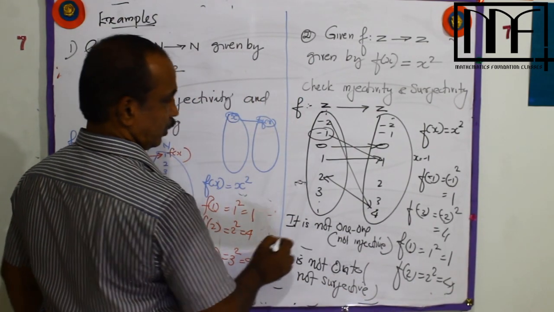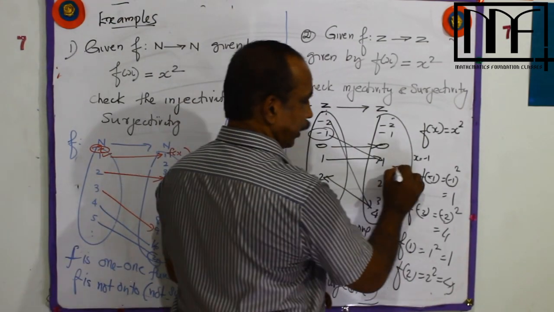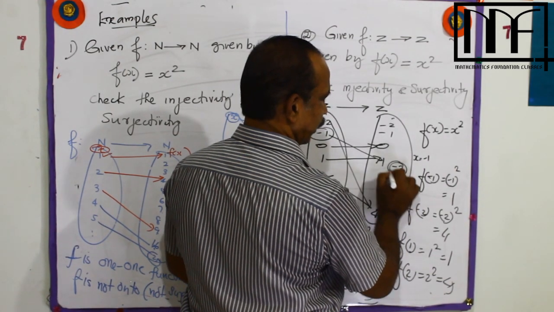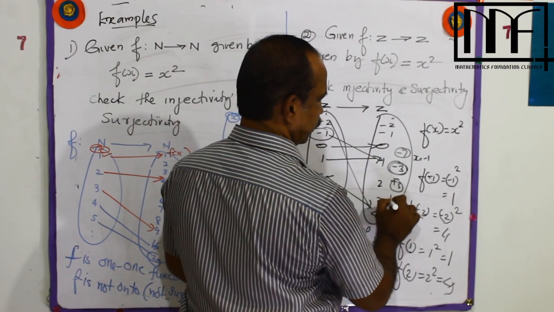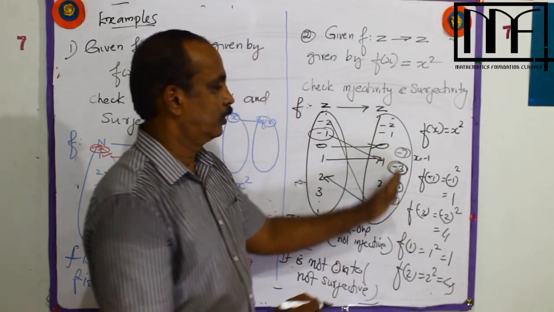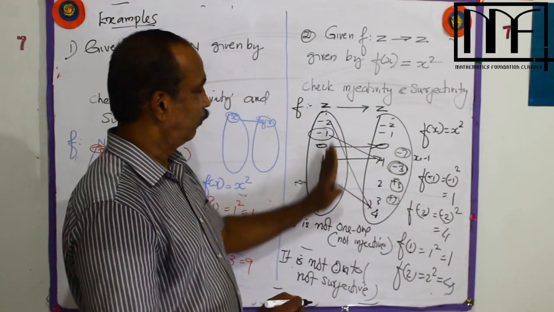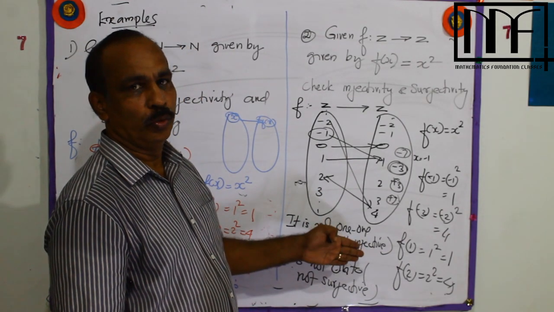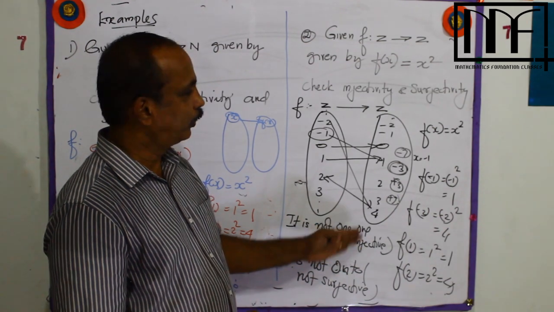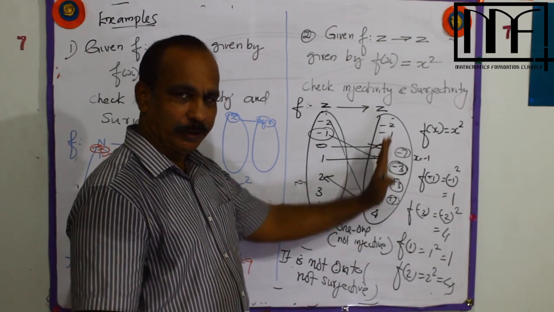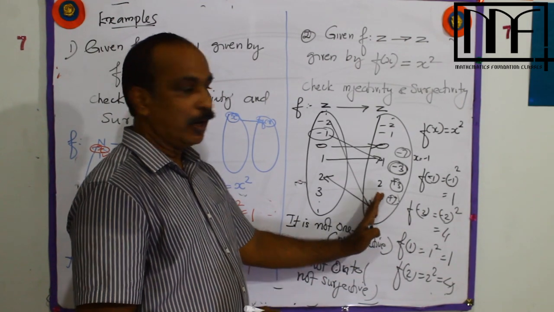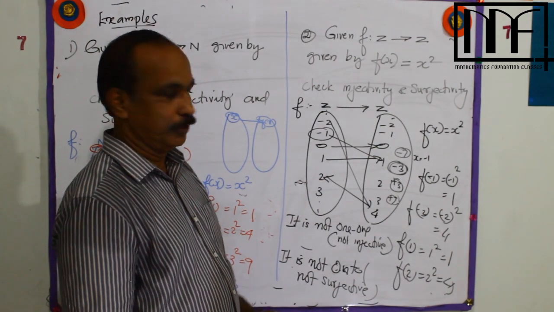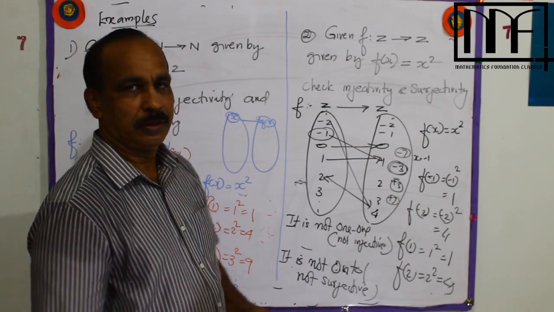The reason is that some elements like negative 3, positive 3, negative 7, positive 7 are extra here, which are not images of any elements of the domain set. So it is not onto. For onto, all the elements of Y must be images of elements of X in the domain set. Therefore it is not surjective.